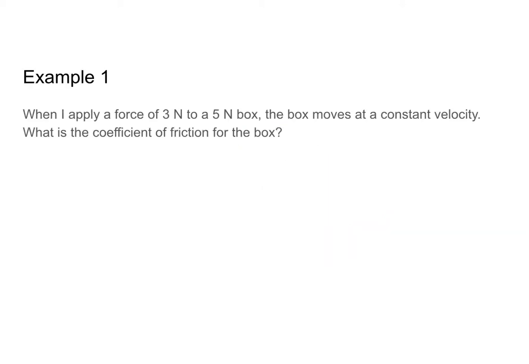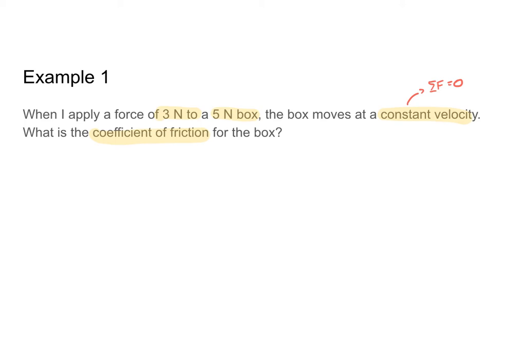So with that, let's go ahead and look at an example problem. When I apply a force of 3 newtons to a 5 newton box, the box moves at a constant velocity. What is the coefficient of friction for the box? So the first thing that I can see is that my box is moving at a constant velocity. So that means that the net force acting on the box is 0 because it's in equilibrium.